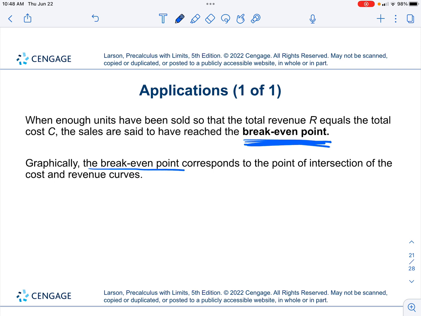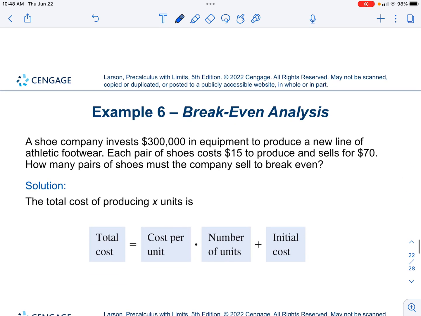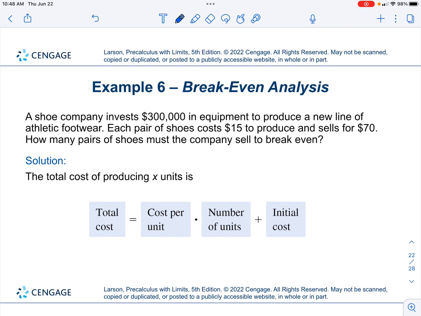Graphically, the break-even point corresponds to the point of intersection. So if you're looking for the break-even point, you are looking for the intersection point. So what we'll do here is we will write an equation that represents the total cost. Then we'll write an equation that represents the total revenue. And then we'll set them equal. So this says a shoe company invests $300,000 in equipment to produce a new line of athletic footwear. Each pair of shoes costs $15 to produce and sells for $70.